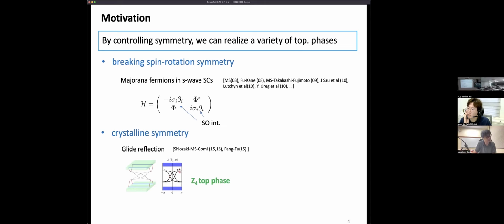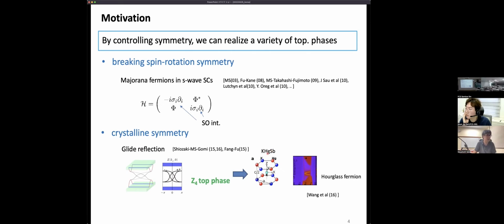Correspondingly, we have very exotic, maybe twisted surface states. And actually, in real materials, we can realize this kind of surface state. For example, if you consider potassium mercury antimonide, this material has a glide reflection symmetry, and it is predicted to have an exotic surface state, which they call hourglass fermions. So anyway, we know that we can realize a variety of topological phases by controlling symmetries.